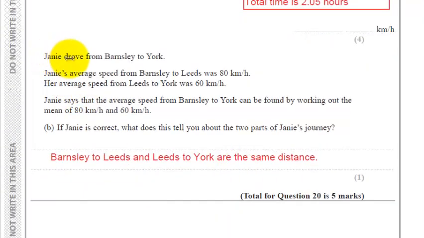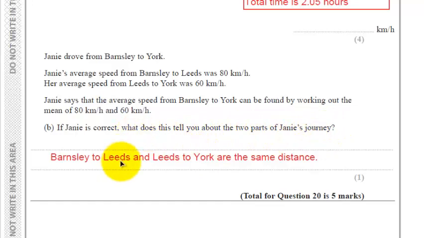Janie drove from Barnsley to York. Janie's average speed from Barnsley to Leeds was 80 kilometres per hour. Her average speed from Leeds to York was 60 kilometres per hour. Janie says that the average speed from Barnsley to York can be found by working out the mean of 80 kilometres per hour and 60 kilometres per hour.